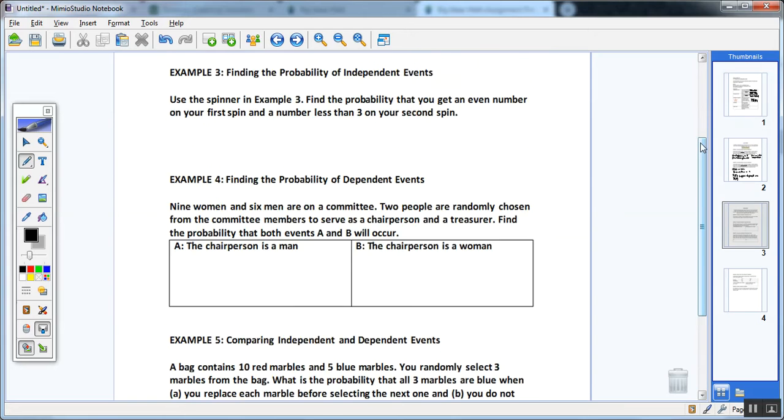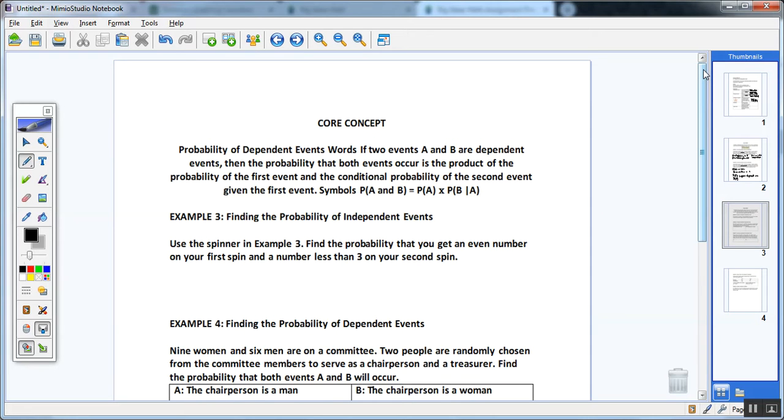Let's move. Another core concept up here. It's good stuff. There's a lot of core concepts. There are. It's important stuff.